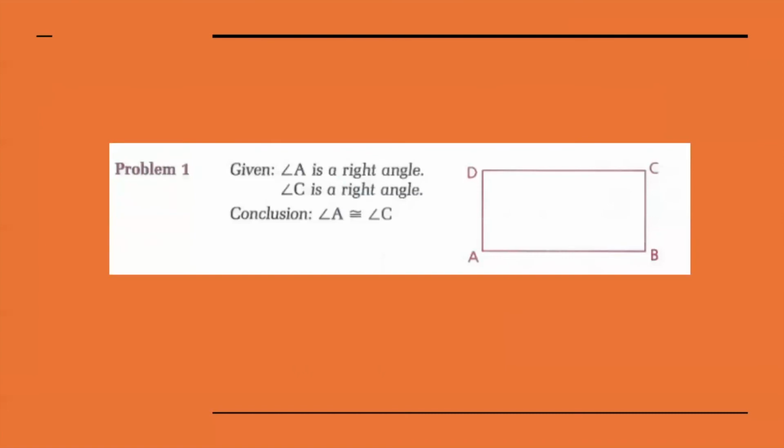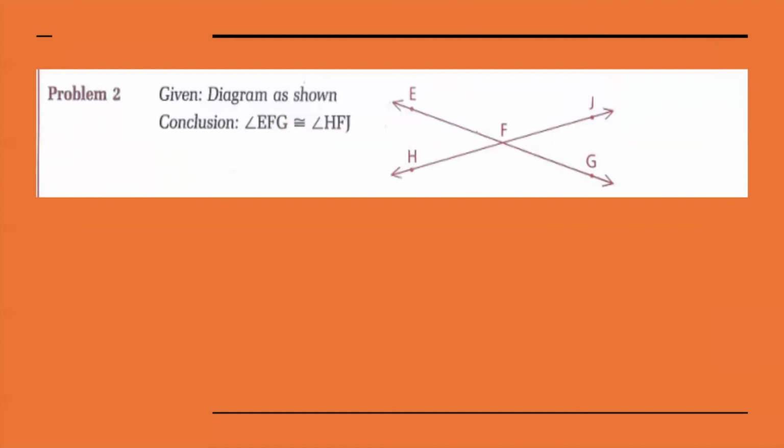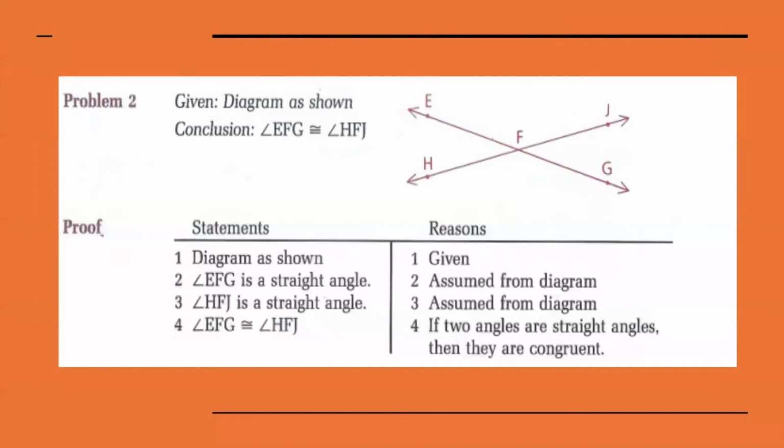Problem 1 says angle A is a right angle, angle C is a right angle. We need to prove that they're congruent. We do this by using Theorem 1, which is if two angles are right angles, then they're congruent. Since they are both right angles, that means they're congruent. Problem 2 says we are given the diagram shown, and we need to prove that angle EFG is equal to angle HFJ. We use Theorem 2, which is if two angles are straight angles, then they are congruent. Since both of the angles are straight angles, that means they're congruent.